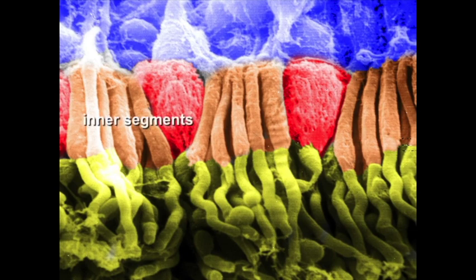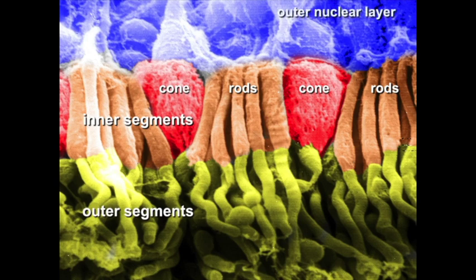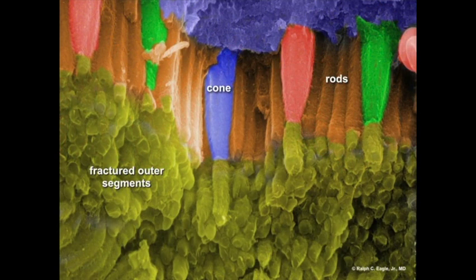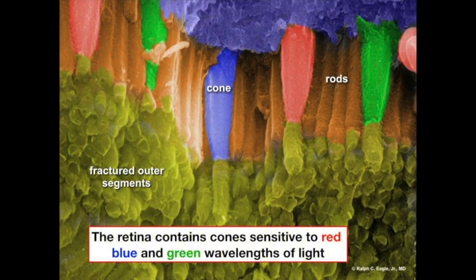The inner and outer segments of the rods and cones are seen in this false colorized scanning electron micrograph. The photoreceptor nuclei form the outer nuclear layer, and the inner and outer segments project through the external limiting membrane. The cones in this scanning electron micrograph are colored red, blue, and green to emphasize that there are three types of cones that are sensitive to red, blue, and green wavelengths of light. Most of the outer segments in this photo are fractured and lost.